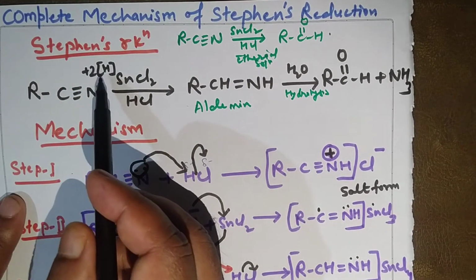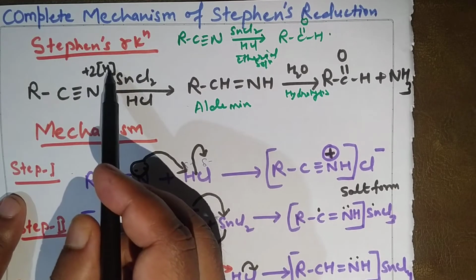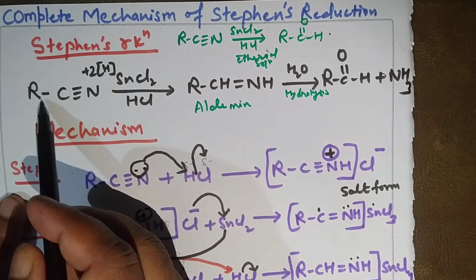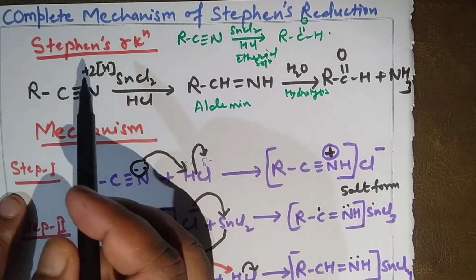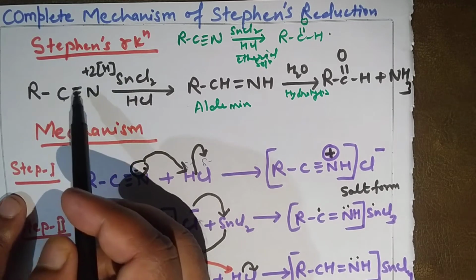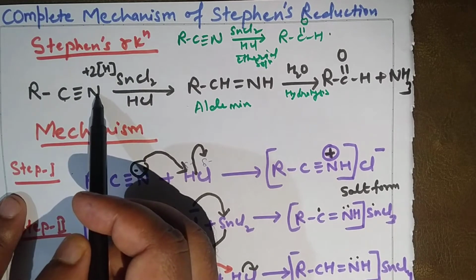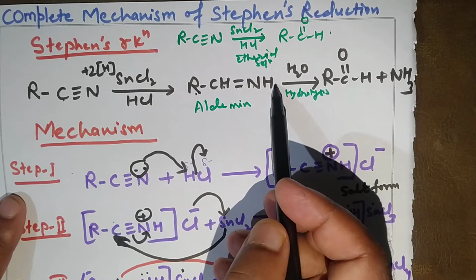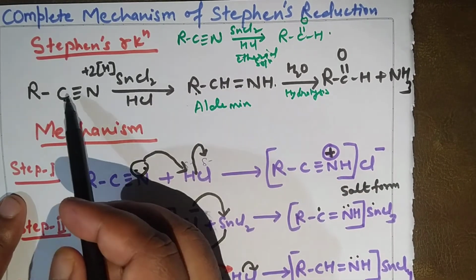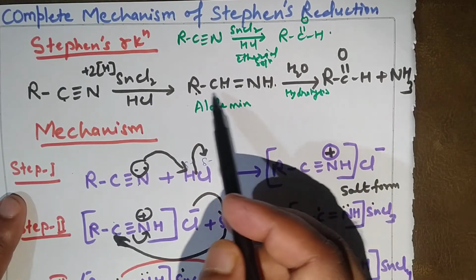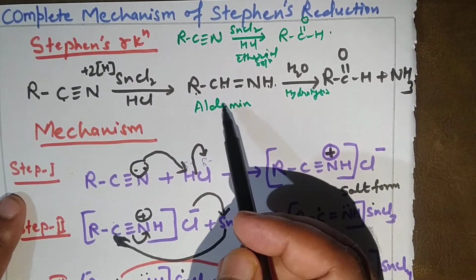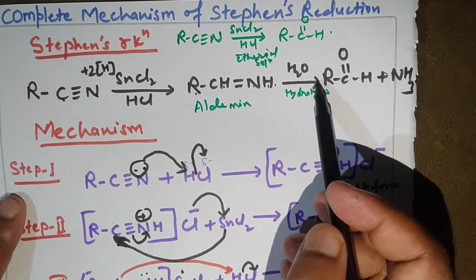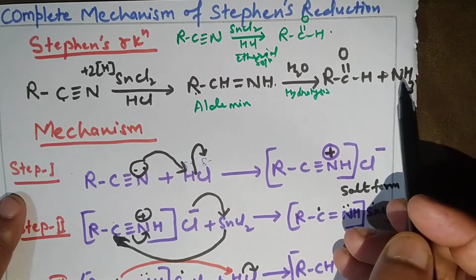Reduction means addition of hydrogen. So 2 atoms of hydrogen react with alkyl cyanide. As a result, one of the hydrogens is attached to this carbon and one to this nitrogen. You can see that the formed compound is RCH double bond NH. Here the carbon is attached with one hydrogen and the nitrogen is attached with one hydrogen. This compound is called an imine. Now on hydrolysis, that means reaction with water, it forms aldehyde and ammonia.